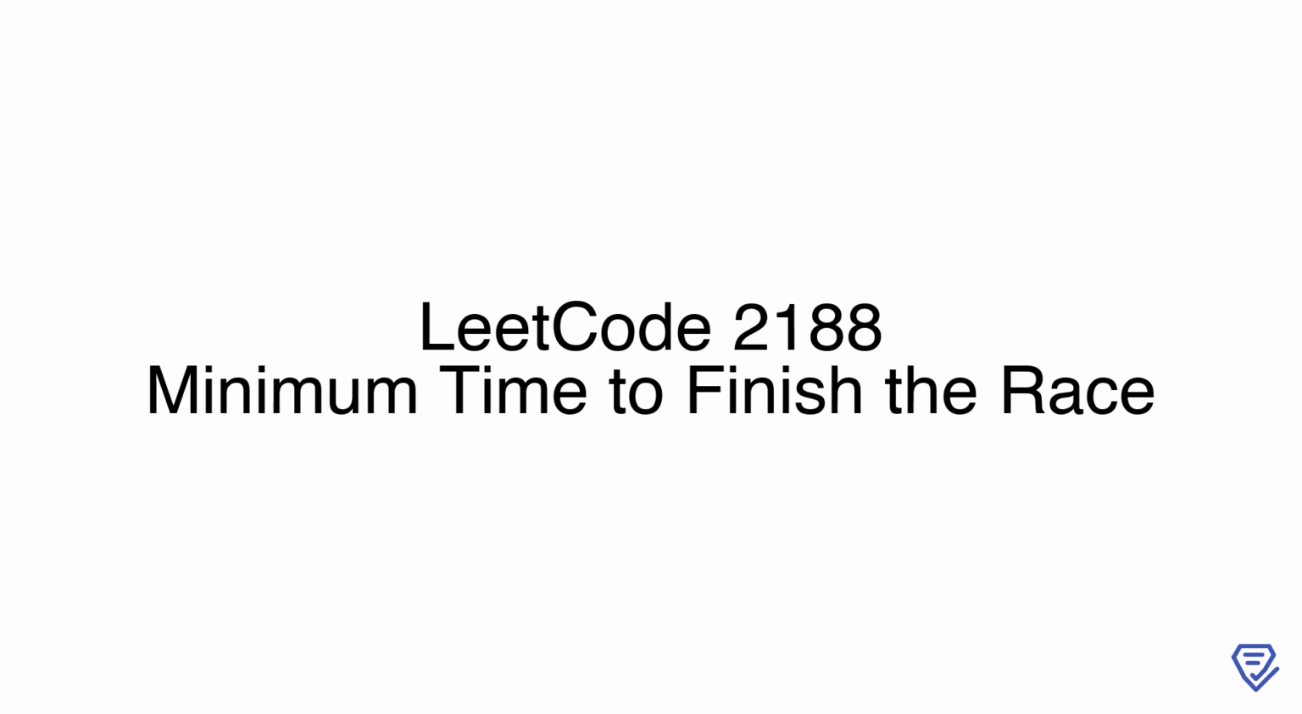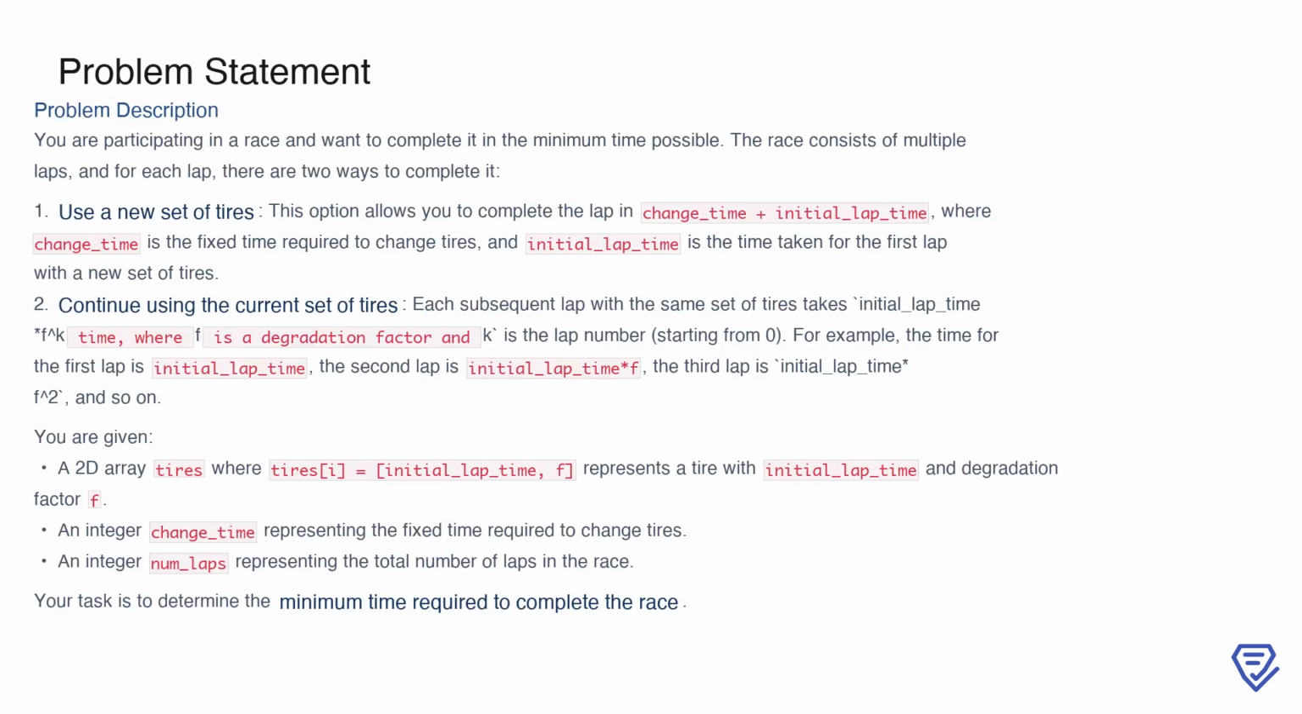In this problem, you're participating in a race with multiple laps, and your goal is to finish the race in the minimum time possible. For each lap, you have two options to complete it. First, you can use a new set of tires, which involves taking a fixed amount of time to change the tires, called change_time, and then completing the lap with a specific time, known as initial_lap_time.